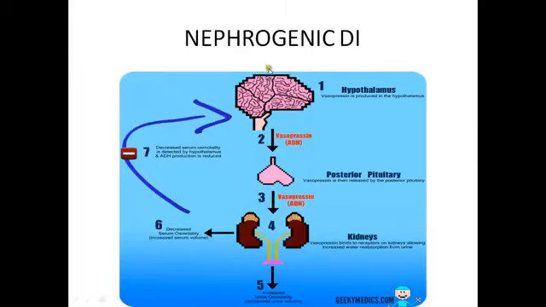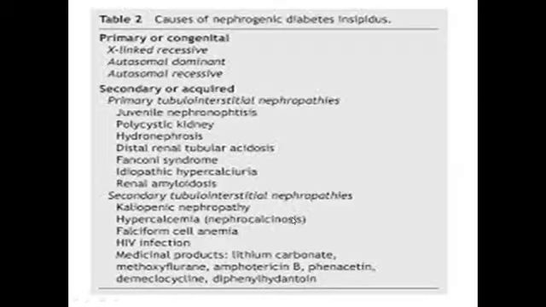So what's nephrogenic? As I said, the nephrogenic is when the kidneys are not functioning. The aquaporin receptors, which are under the effect of the ADH and are responsible for reabsorption of water, are usually not functional, and that's why it takes place. There are several causes. This can be primary or congenital, X-linked recessive, autosomal dominant, or autosomal recessive. It can be acquired because of the tubulointerstitial nephropathies.